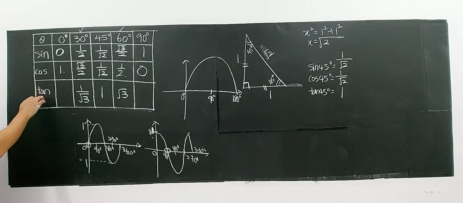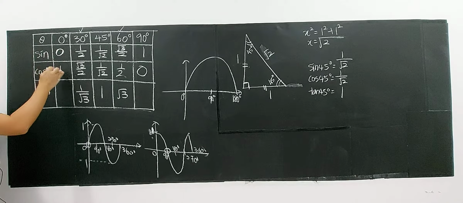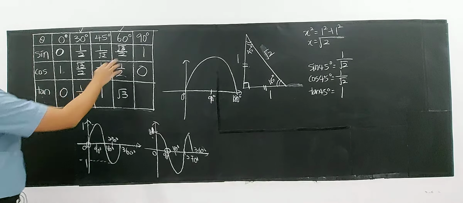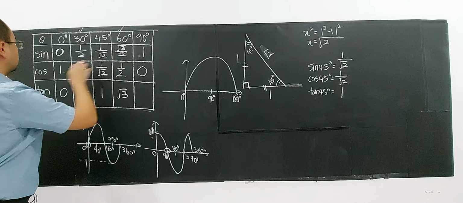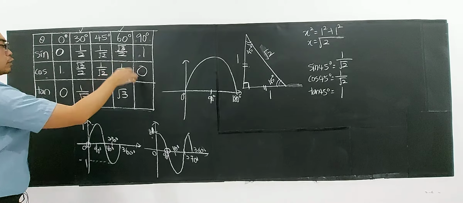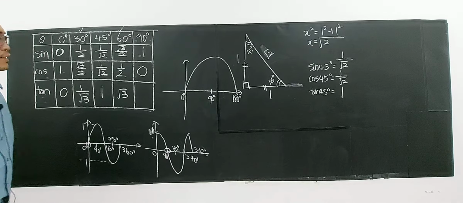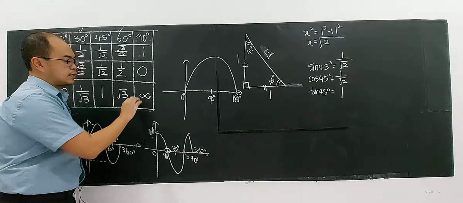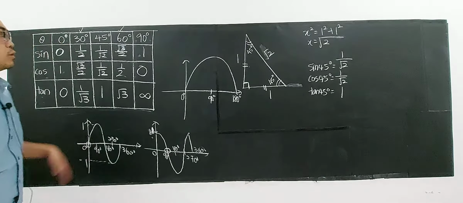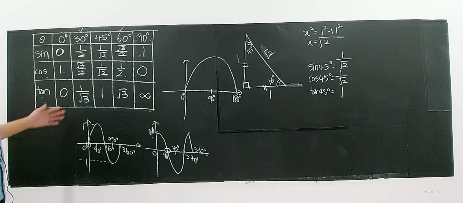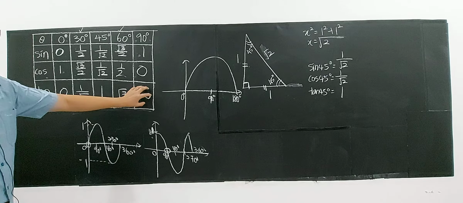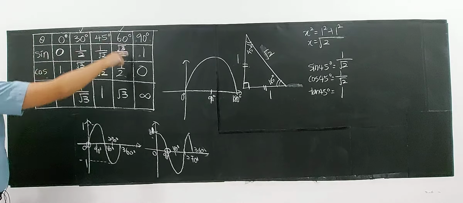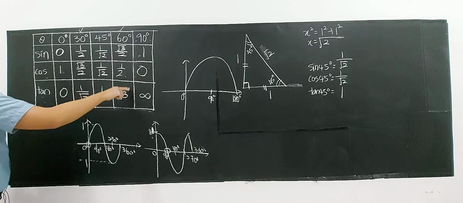So tangent 0 degrees is 0 divided by 1, which is 0. But sine 90 is 1 and cos 90 is 0, and you cannot divide a number by 0, so it's undefined. I can say it's approaching infinity. When we talk about limits, we will discuss this section. For now, what we're interested in are the values here.